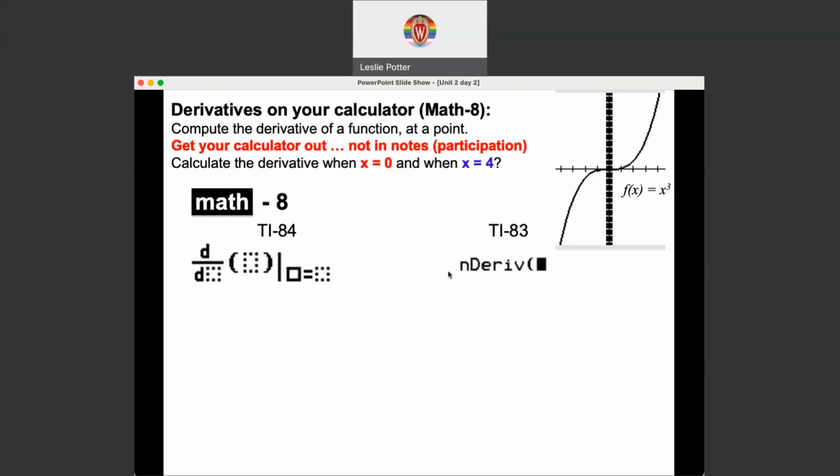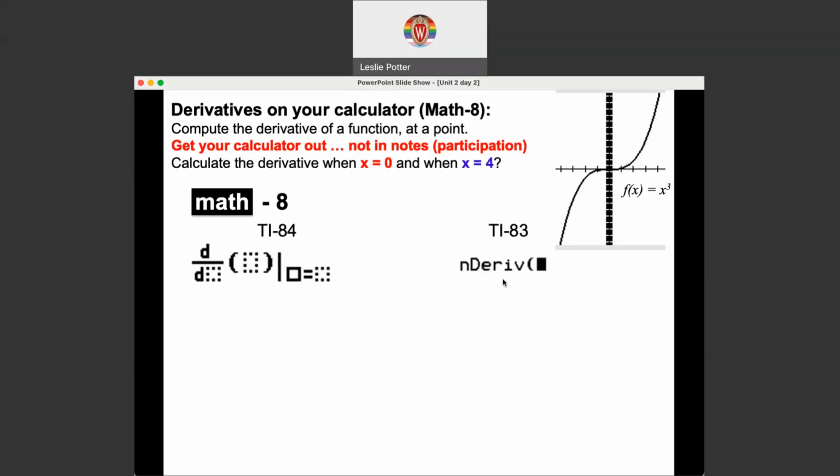Now, before we dive into this, if you've got an 83, this nDeriv means this notation, right? We were familiar with this notation. This is the d/dx notation. And so if you have an 83, the syntax, the programming is a little bit different. It's a little more rooted, like an earlier version or earlier generation.